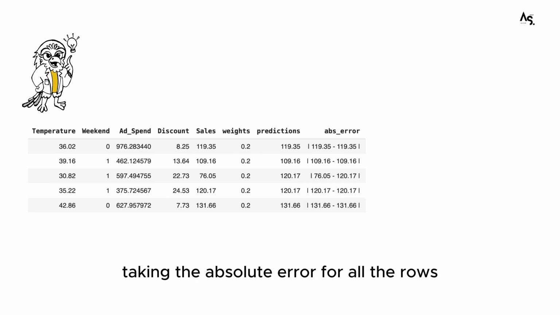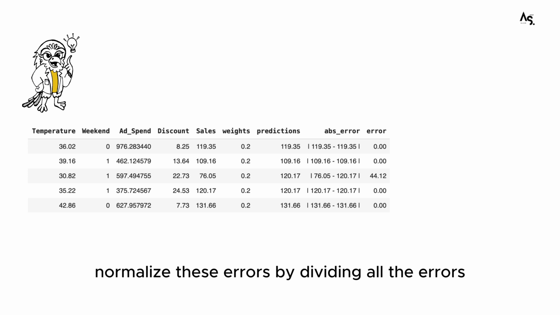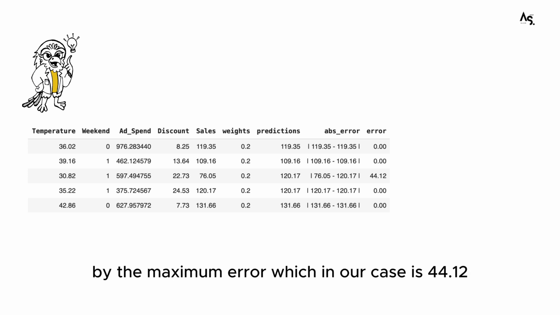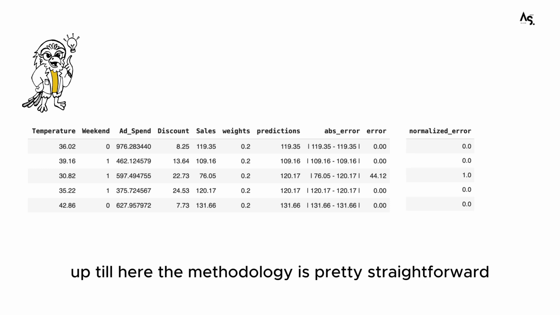Taking the absolute error for all the rows and doing the math, AdaBoost has the errors made by the first decision tree. After this, AdaBoost normalizes these errors by dividing all the errors by the maximum error, which in our case is 44.12, giving us normalized error. Up till here, the methodology is pretty straightforward.